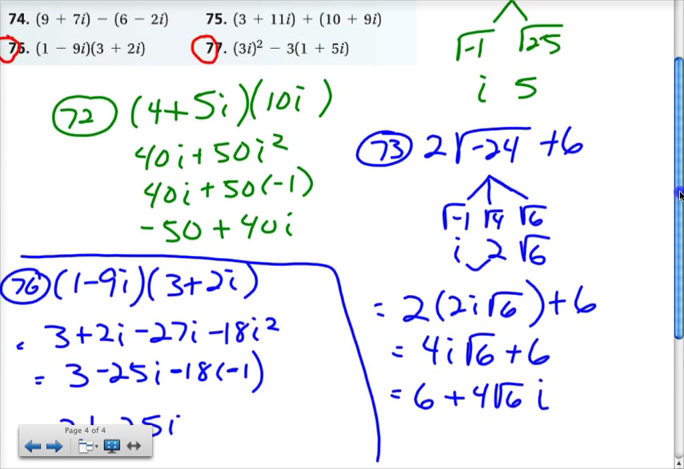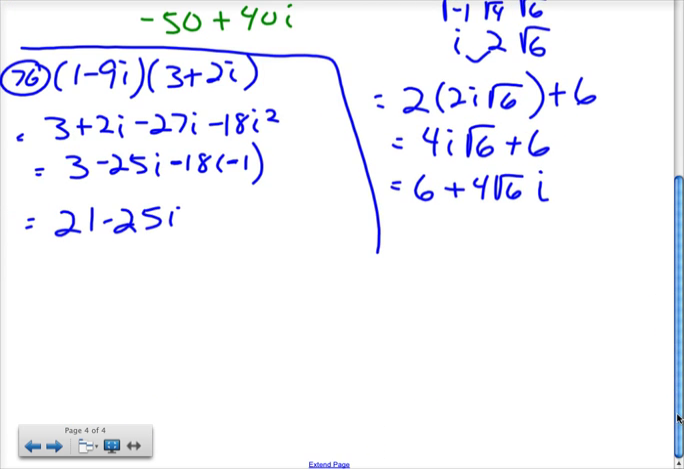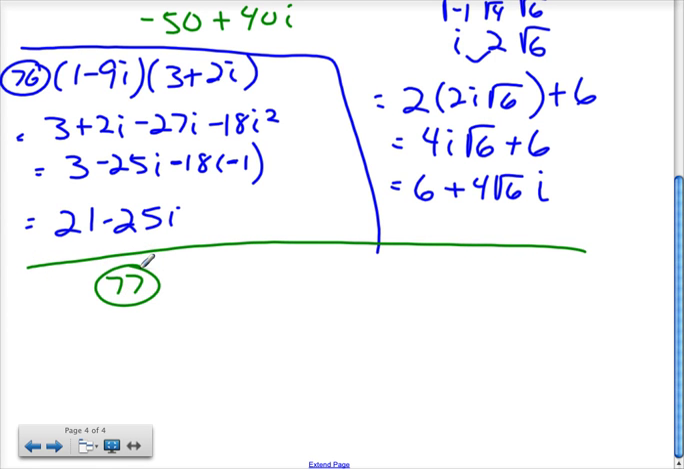Then, number 77. And I will rewrite this one down here where we can see it. It is the quantity 3i squared, and then that is minus 3 times the quantity 1 plus 5i. So a couple things to watch out for here.